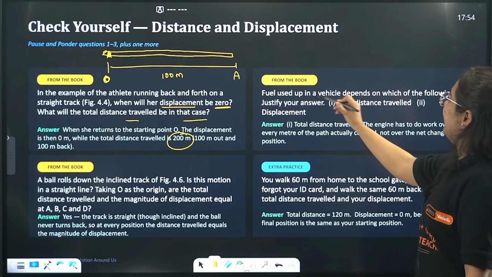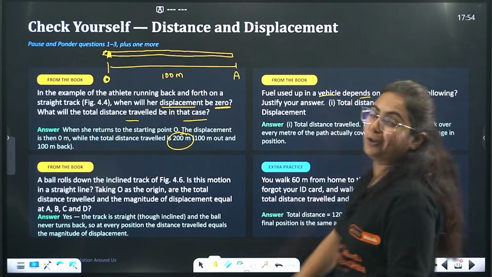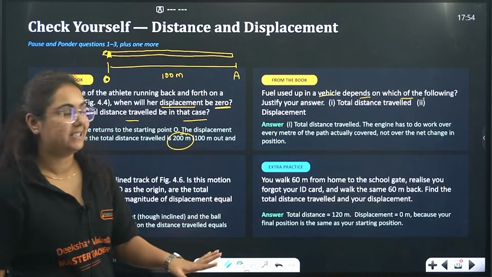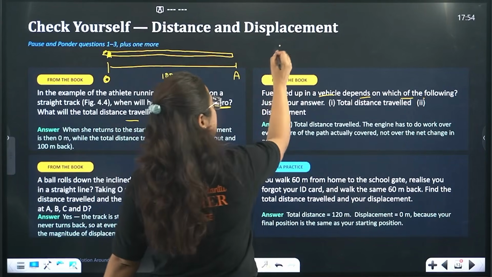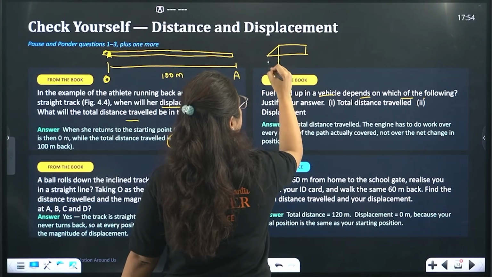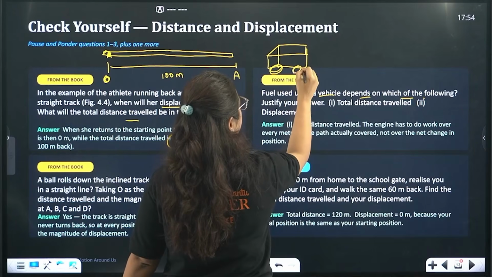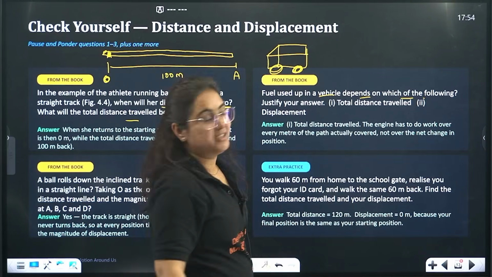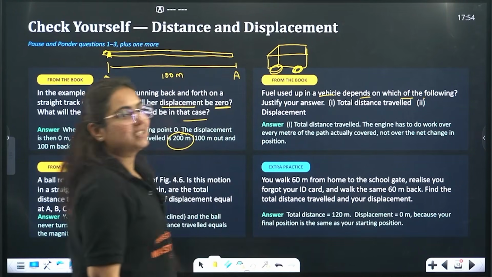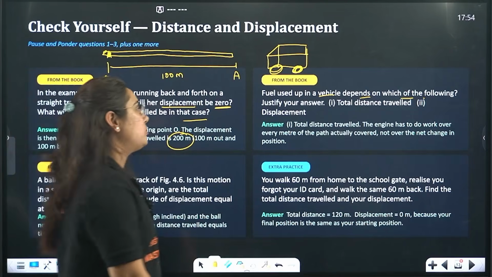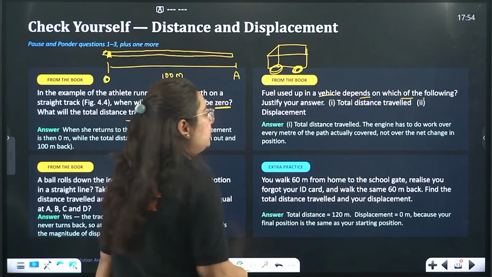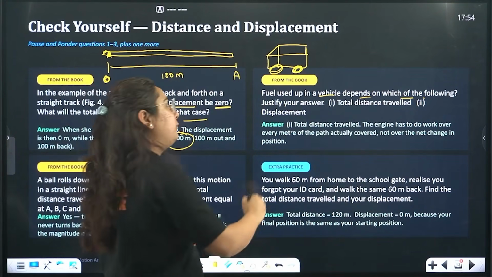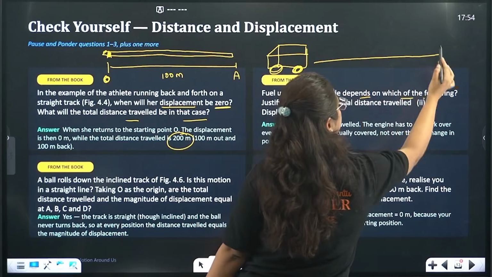Fuel used in a vehicle depends upon which of the following? Justify your statement. This is quite easy. So, you have a car. My car looks like this. Don't make fun of it. It is looking like a house. I'm very bad at drawing. So I went to a petrol pump and filled it with fuel.